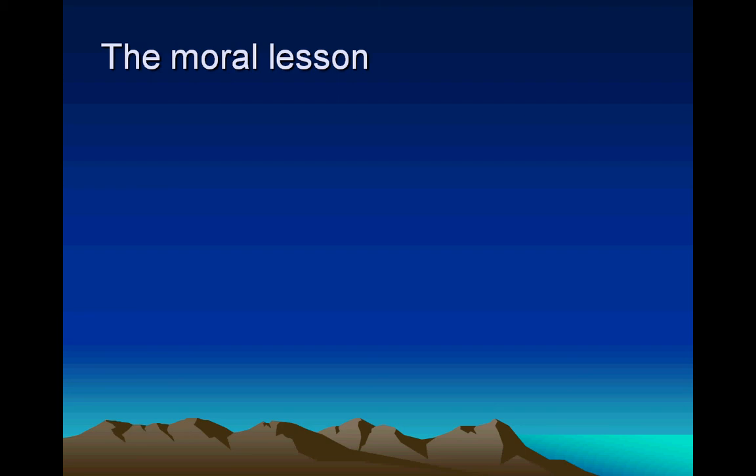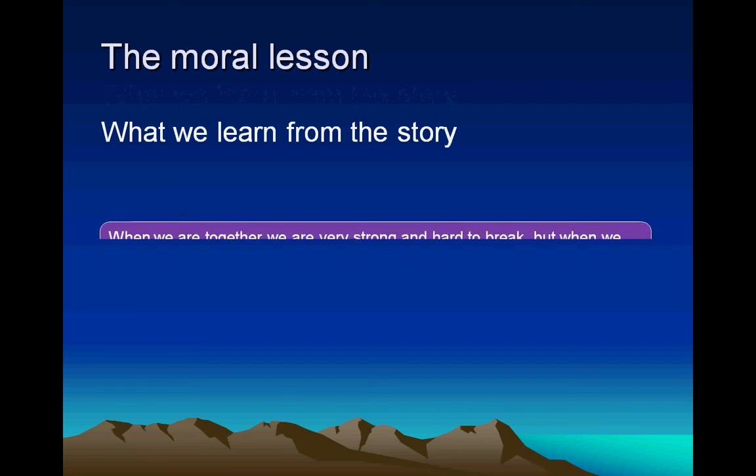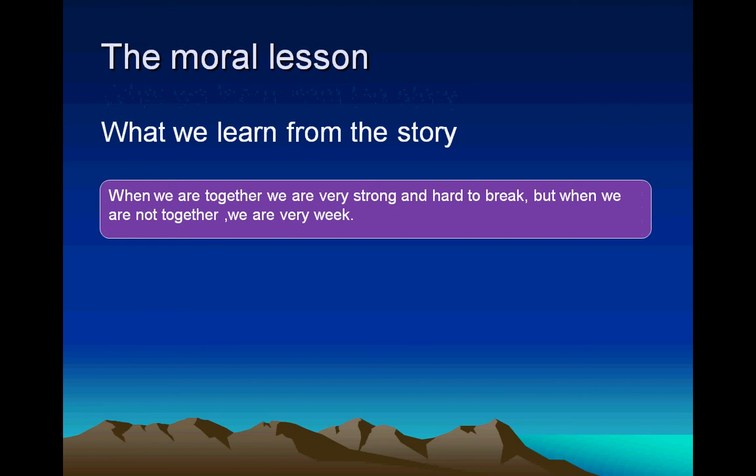We learned a lesson from the story. Every story teaches a lesson. This lesson can be a direct lesson, and it can be an indirect one, but in this case, the moral lesson is very clear. And what is the moral lesson of the story? What we learn from the story: when we are together, we are very strong and hard to break. But when we are not together, we are very weak.